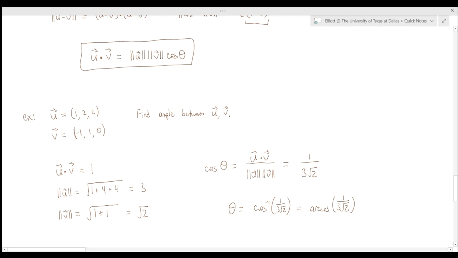Cool. So let's talk a little bit more about this formula and some things that it says about the dot product.